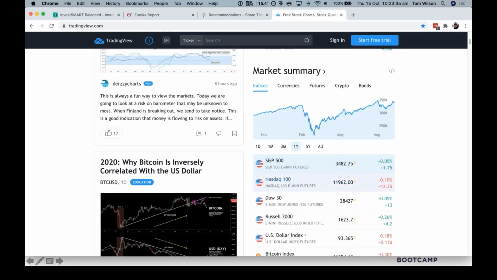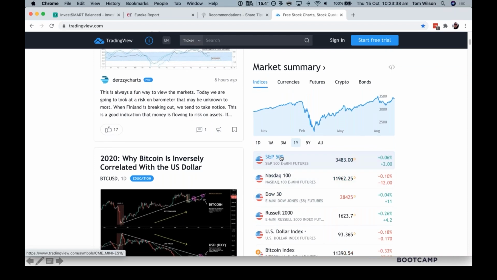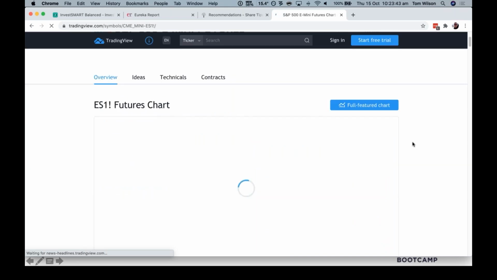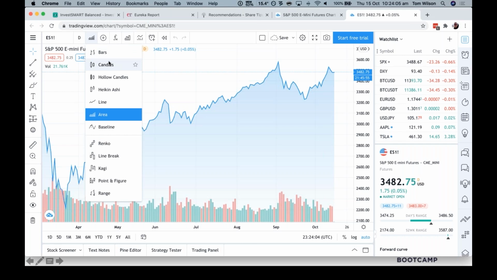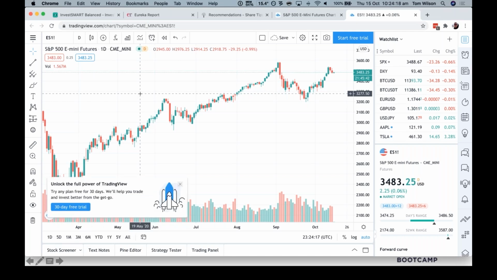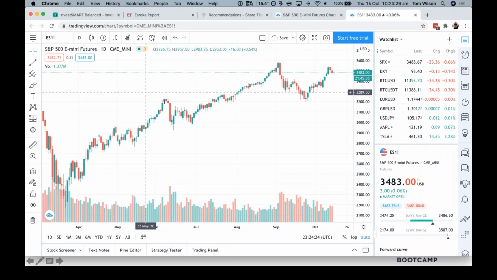But the indices, for example, here, so you've got the S&P 500, you could click on it and it will show me this particular chart. So I'm going to click on full feature just so I can see everything. I prefer the candles. Each candle here, and they call it a candle because it has a wick, little lines above and below it, indicates where the market opened, the highest point it got to, where it closed, and also the lowest point it got to in that time frame. So each candle here represents 1 day of trading.